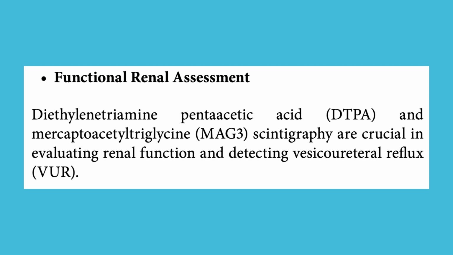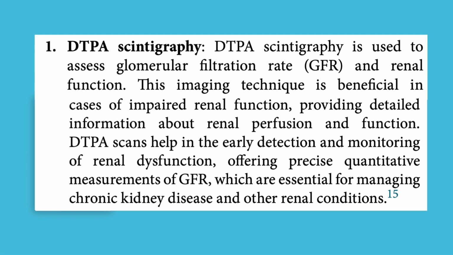Functional renal assessment. Diethylenetriamine pentaacetic acid, DTPA, and mercaptoacetyltriglycine, MAG3, scintigraphy are crucial in evaluating renal function and detecting vesicoureteral reflux, VUR. 1. DTPA scintigraphy. DTPA scintigraphy is used to assess glomerular filtration rate, GFR, and renal function. This imaging technique is beneficial in cases of impaired renal function, providing detailed information about renal perfusion and function. DTPA scans help in the early detection and monitoring of renal dysfunction, offering precise quantitative measurements of GFR, which are essential for managing chronic kidney disease and other renal conditions.